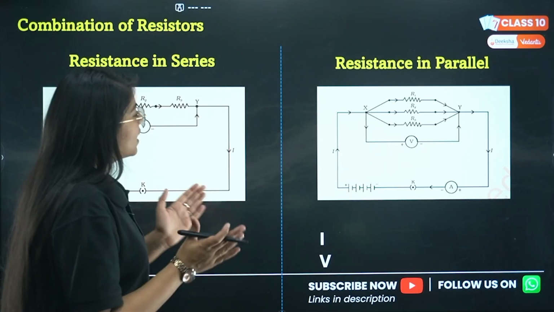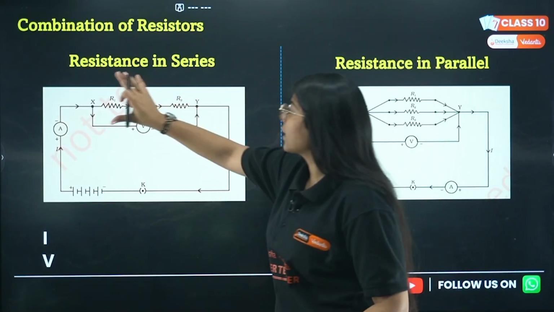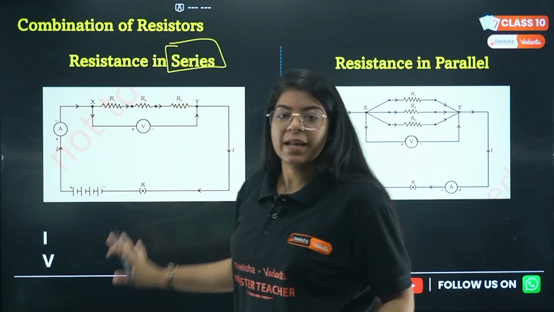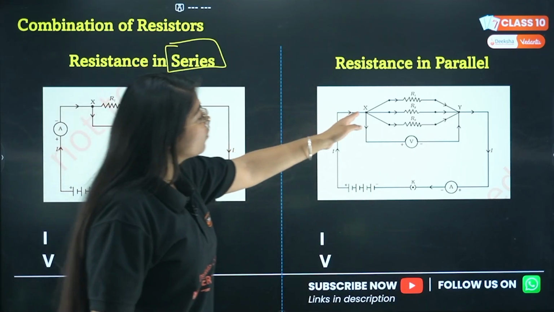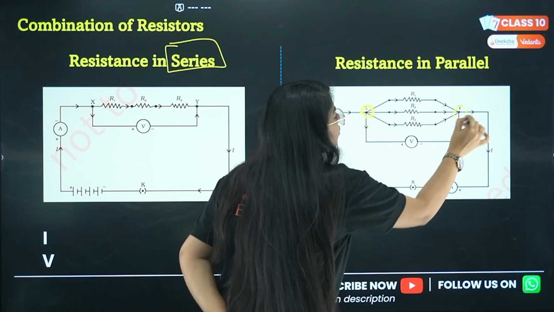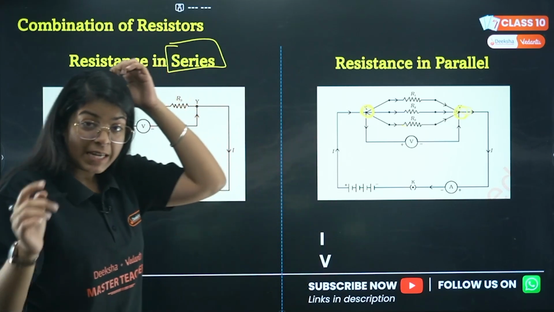Okay. Next we have combinations of resistors in series and in parallel. When they are connected one after another, it is called series, just like in the diagram. And when they are connected between two single points, three resistances are connected, that is in parallel. Very important point.